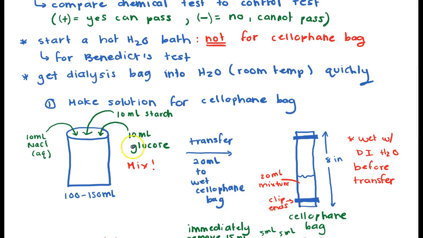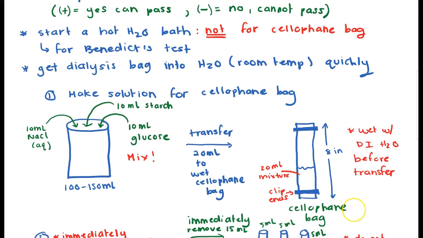From here, you want to make sure you mix everything so everything is dissolved. We have equal distribution. And you're going to transfer only 20 milliliters of this to your cellophane bag. So the cellophane material will be out. You want to cut 8 inches of the material.